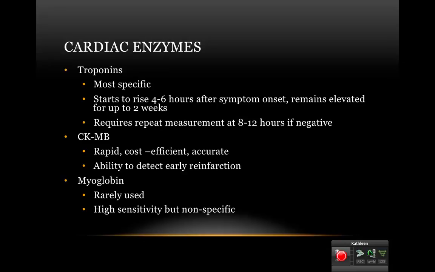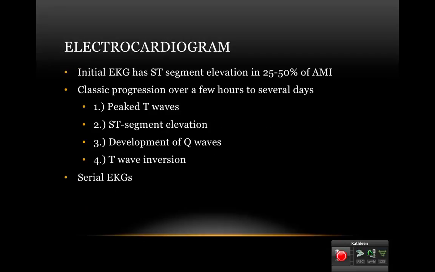And basically, troponin detects cardiomyocyte necrosis. CK-MB is just not used like it was because the troponins are so sensitive and specific. The same with myoglobin, rarely used, highly sensitive but non-specific. So CK-MBs and myoglobin are not useful for diagnosis of acute coronary syndrome.